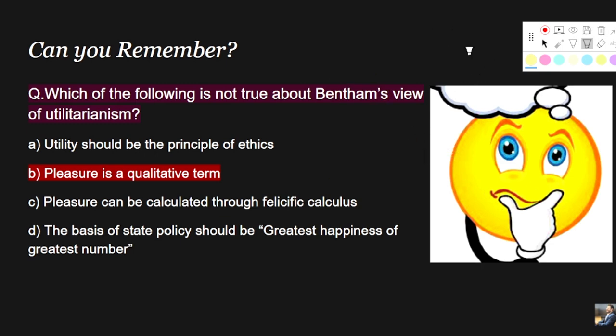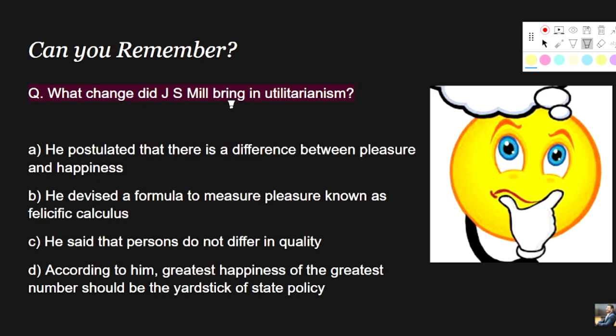With this, let's see the next question: what change did J.S. Mill bring in utilitarianism? We have seen his concept of a revised edition of utilitarianism. So the question is, what revision did J.S. Mill bring? Option A is he postulated there is a difference between pleasure and happiness. He devised a formula to measure pleasure known as felicific calculation. He said that persons do not differ in quality, and that the greatest happiness of the greatest number should be the yardstick of state policy. Again, you can pause the video, take 10 seconds, and think about the answer.